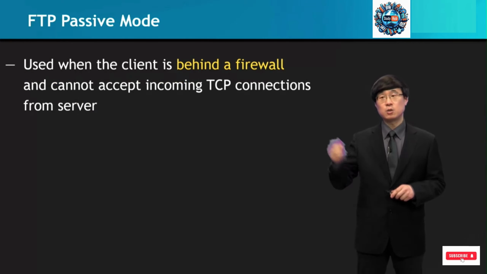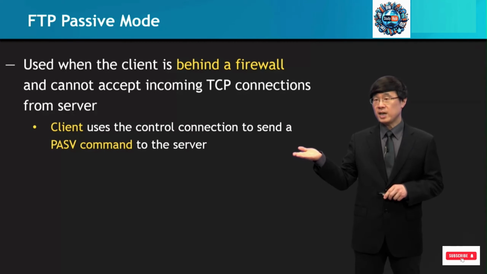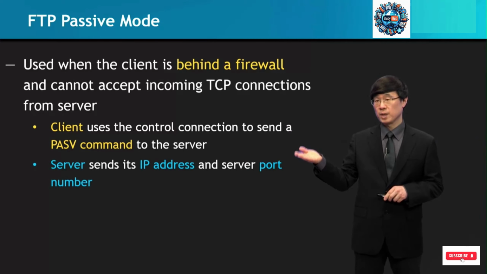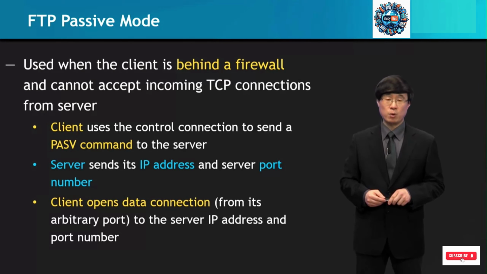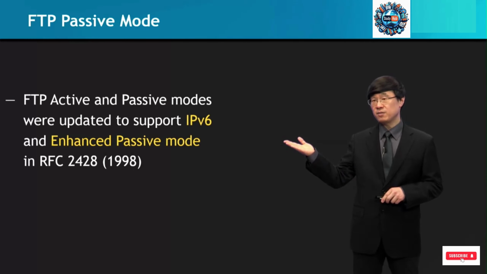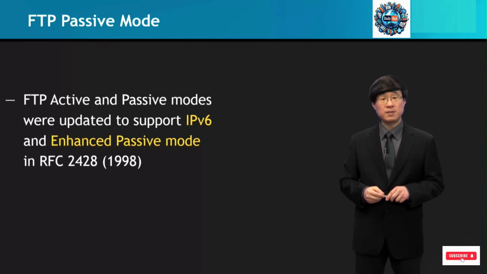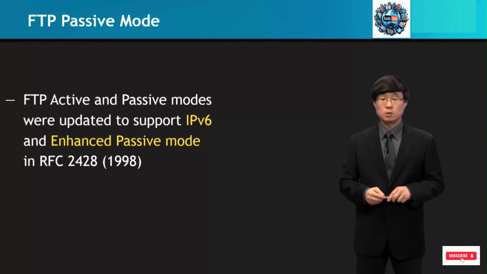FTP passive mode is used when the client is behind a firewall and cannot accept incoming TCP connections from the server. The client uses the control connection to send a PASV command to the server. The server sends its IP address and server port number. The client opens a data connection to the server IP address and port number. FTP active and passive modes were updated to support IPv6 and enhanced passive mode in RFC 2428.